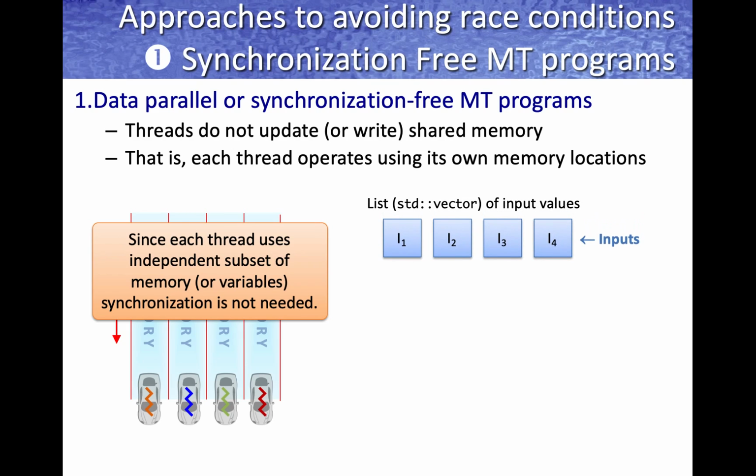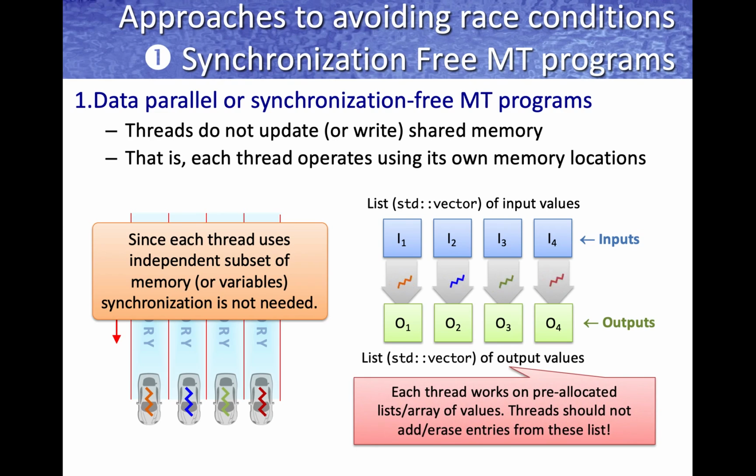So here, for example, you can have a list of input values in a vector. Each thread can operate on an independent input and generate independent outputs. Here, each thread works on a pre-allocated list of values, and they do not modify, add, or erase entries from the list, but only modify or update their respective outputs. These types of programs do not require any synchronization and are essentially data parallel applications.